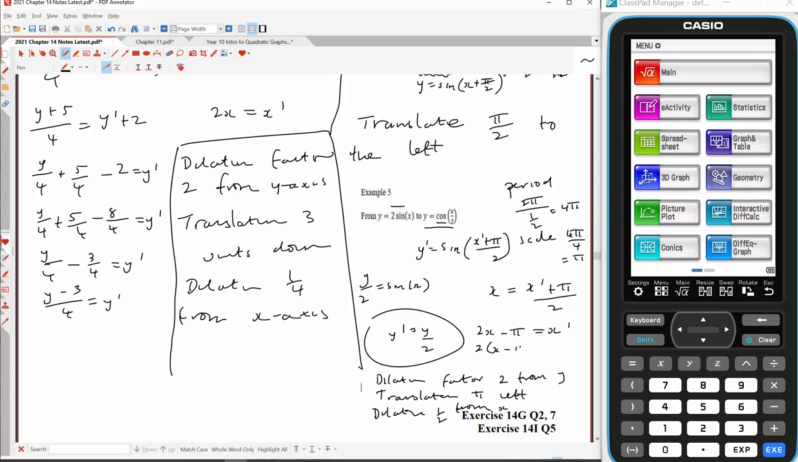as x take pi on 2 equals x dash, and then your transformation will be translation pi on 2 to the right, and then 2 from the y-axis. So you'll get a different order to the transformations if you choose to make some more algebraic moves.